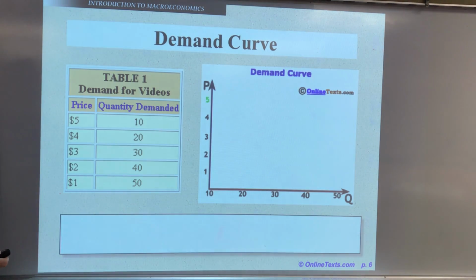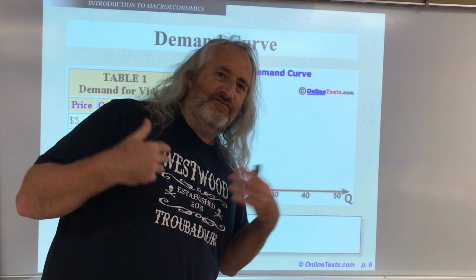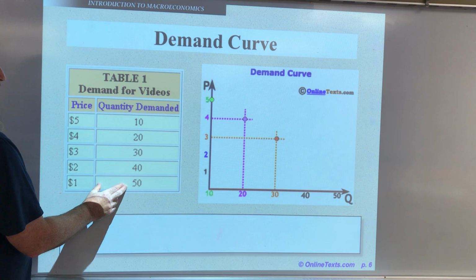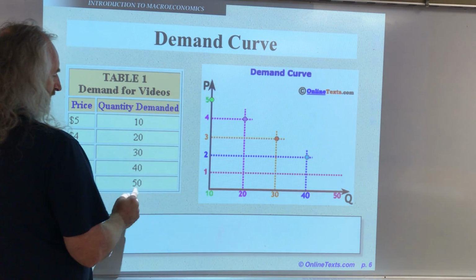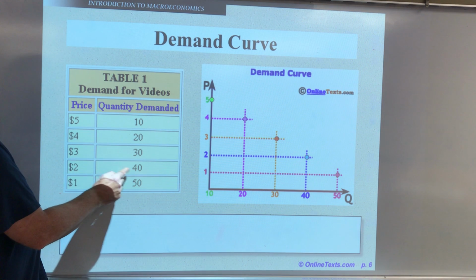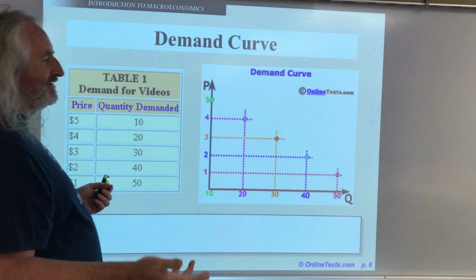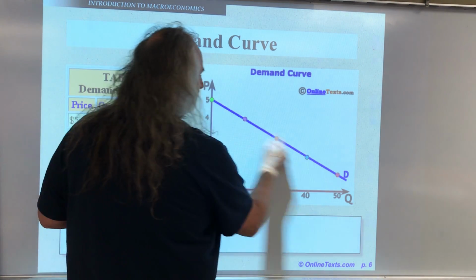Let's look at the demand curve. Same concept, but now we're looking at it from the consumer standpoint. As the price goes up, you and I want to buy less of something, and that's what we're seeing. If it's $1, we want to buy 50 of it. If it goes up to $2, maybe only 40. By the time it gets to $5, maybe we're going to buy 10 of those units. So what we see is the plot points run this way.